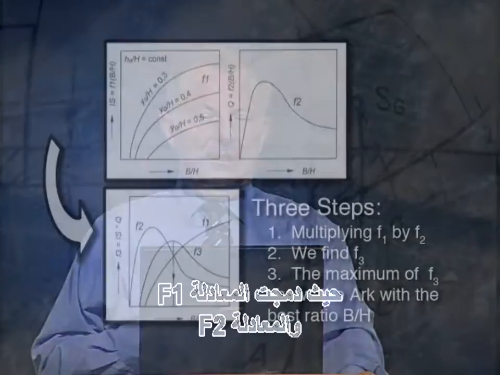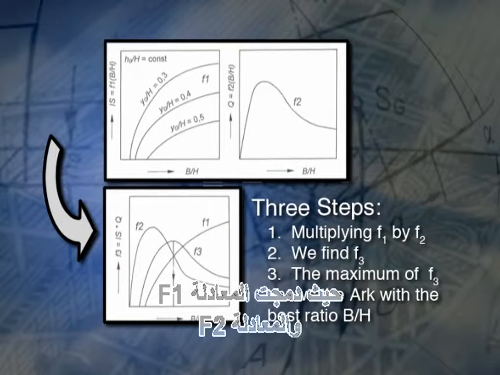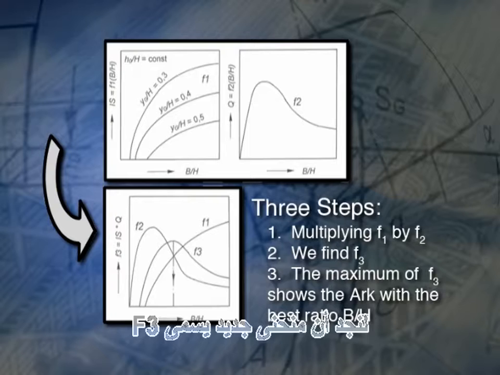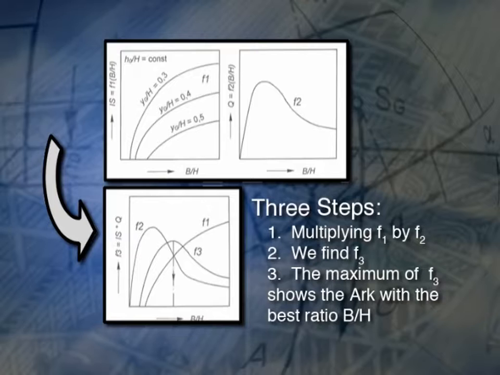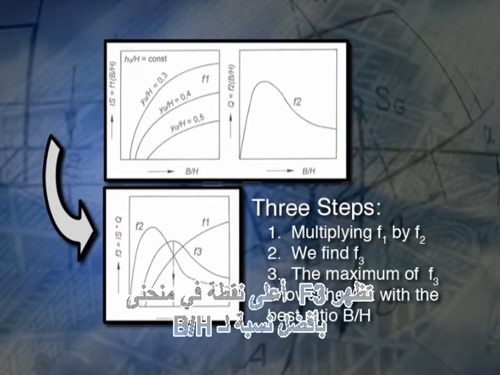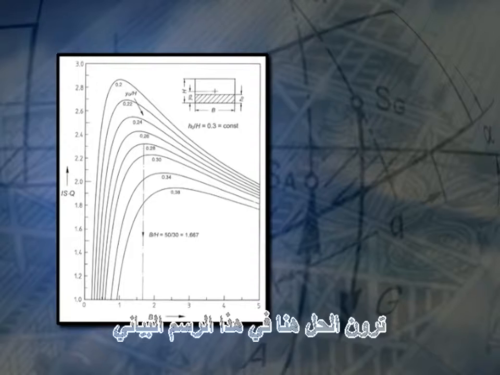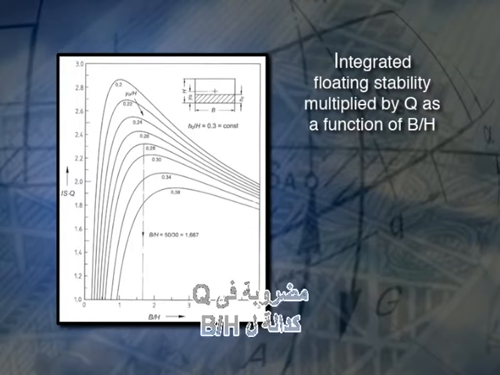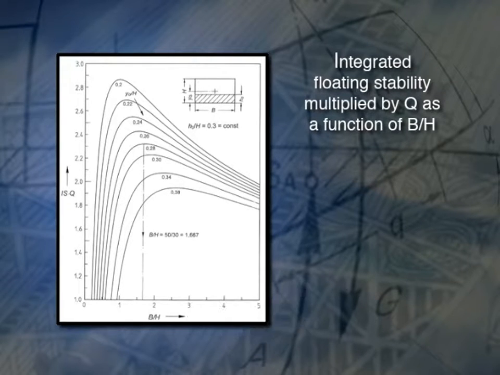I have combined the function f1 and the function f2 by multiplying. So we find a new curve with the name f3. The maximum of f3 shows the ark with the best ratio b over h. The solution you see here. In this diagram we find the integrated floating stability multiplied by q as a function of b over h.